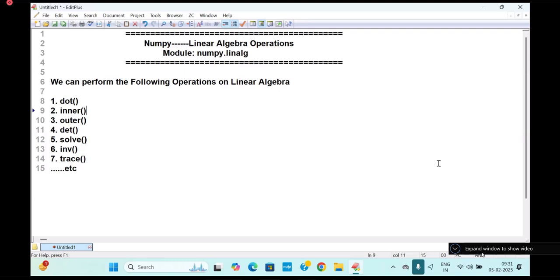So trace means, Rajkumar, I will explain, my dear student. Trace. Already I said trace in the class. Principal diagonal elements are there or not? The sum of those elements is called a trace. The sum of principal diagonal elements is called what? Trace.